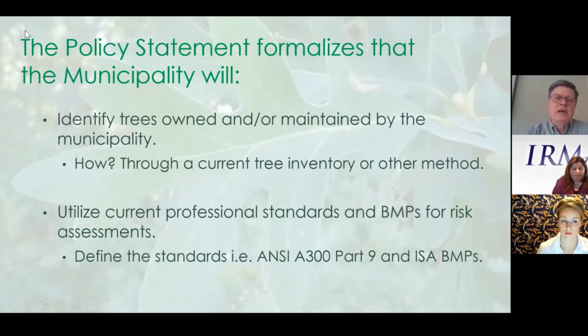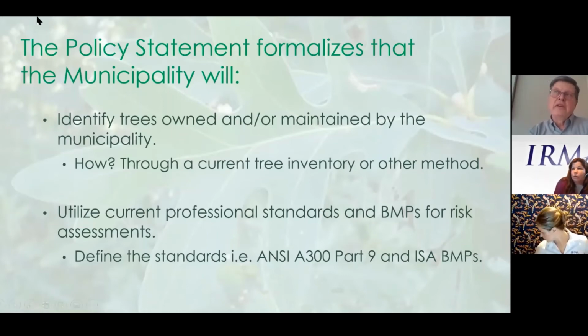So the policy statement is going to formalize that you're going to identify trees that are owned and maintained by the municipality. So how do you do that? Well, if you have a current tree inventory, that's a good place to start. You can state that we're going to utilize the tree inventory to determine the trees that should be assessed. And maybe you haven't done an inventory. You could state something like all municipal or park properties that are maintained are going to be assessed, because there's really no need to assess a woodlot if there's no pathways through it, if people don't go in it. But it depends on your community and on your system.